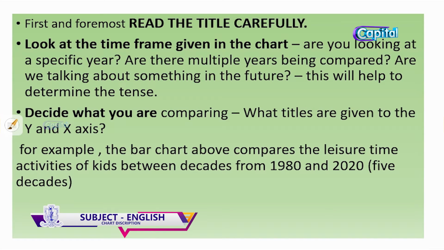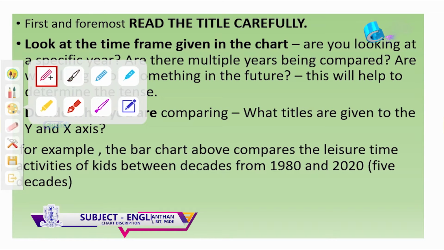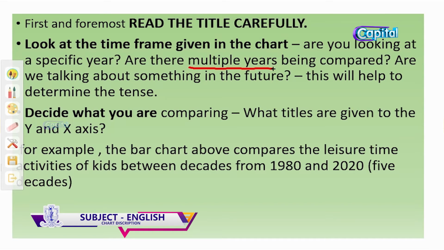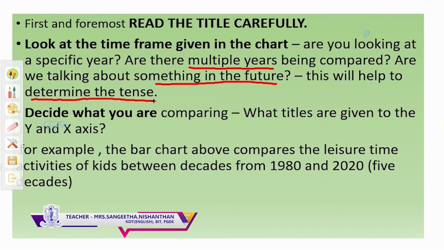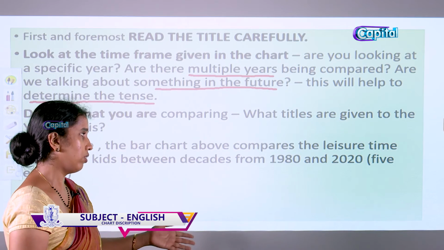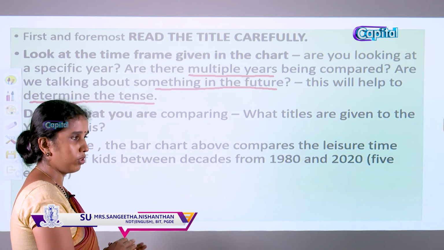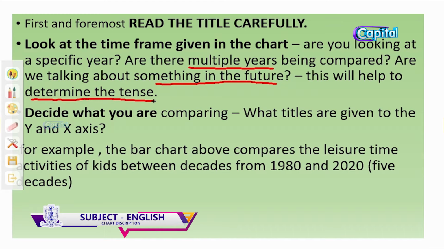Right. Are you looking at a specific year? Are there multiple years being compared? You should be clear about that, whether multiple years are being compared or something in the future. This will help you to determine the tense and decide what you are comparing, and what titles are given to the y-axis and x-axis. For example, the bar chart above compares the leisure time activities of kids between decades. Sometimes they give the time frame in decades: 1980, 1990, 2000, 2010 and 2020. Sometimes they give a particular time frame, from 2005 to 2007. So, be careful of what they compare and within what period.